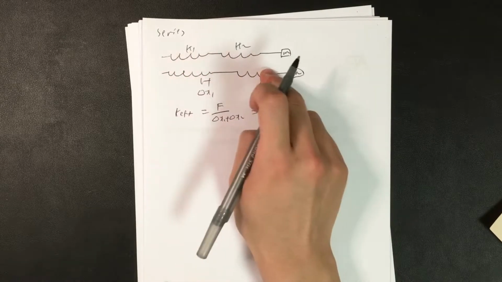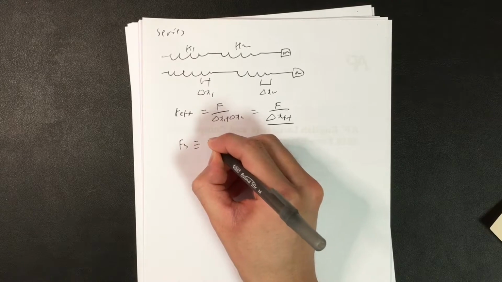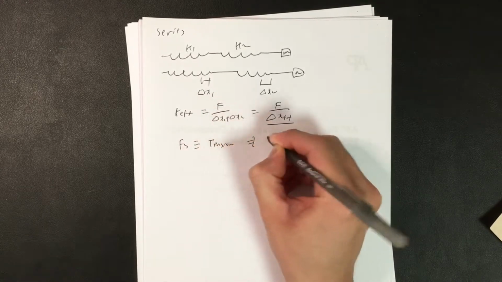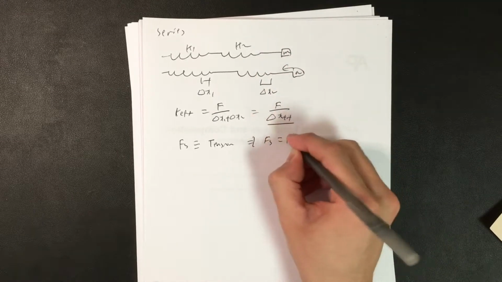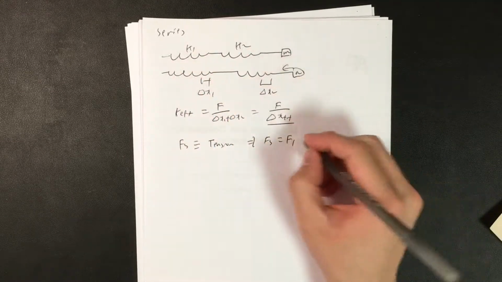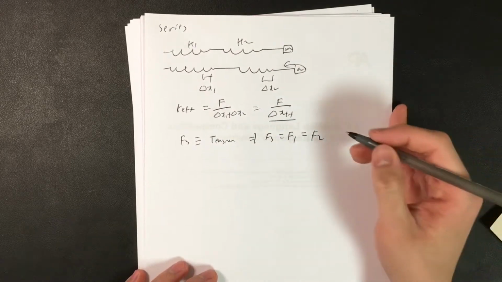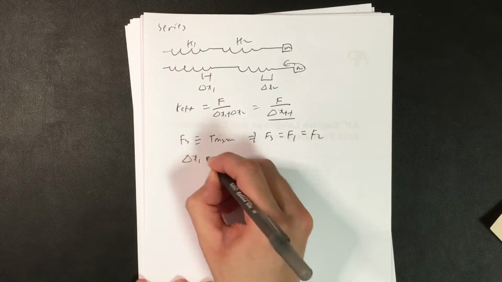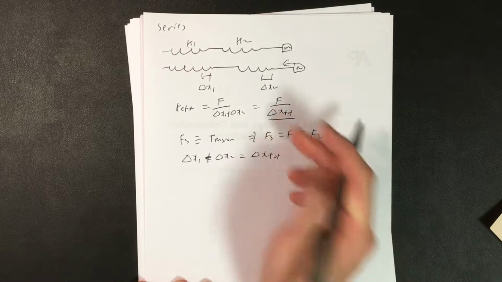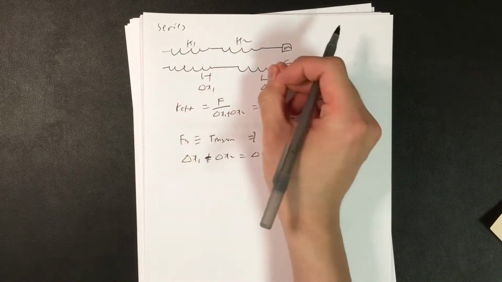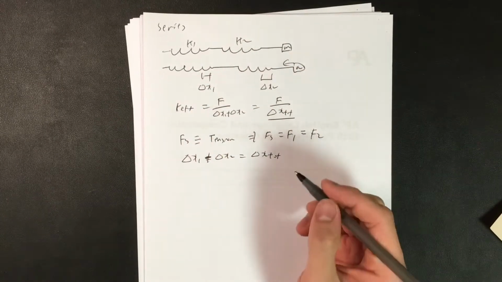Since these two springs are connected, the force of the spring is effectively the force of tension, which means that the force applied by the spring to this object should equal the force applied by the first spring, and this should be equal to the force applied by the second spring. Also, delta x1 plus delta x2 should equal delta x total, because the length extended by the first spring and the length extended by the second spring should add up to the total length that has been extended.